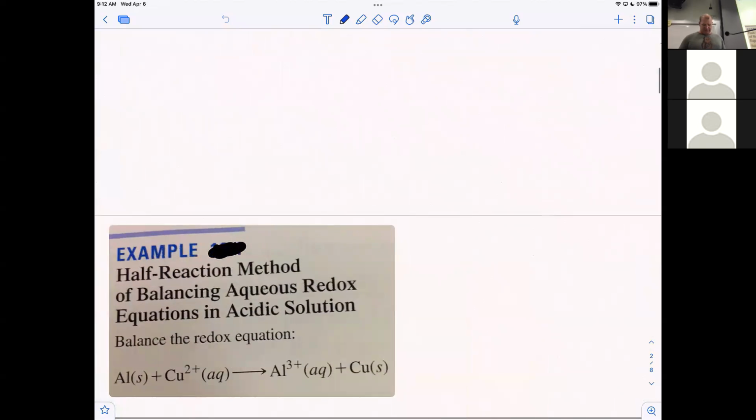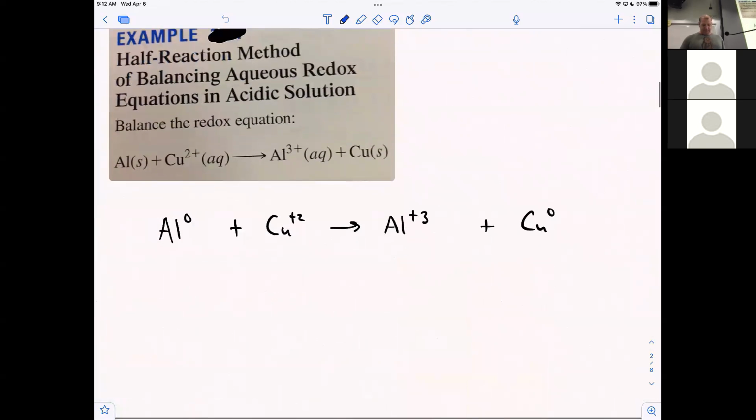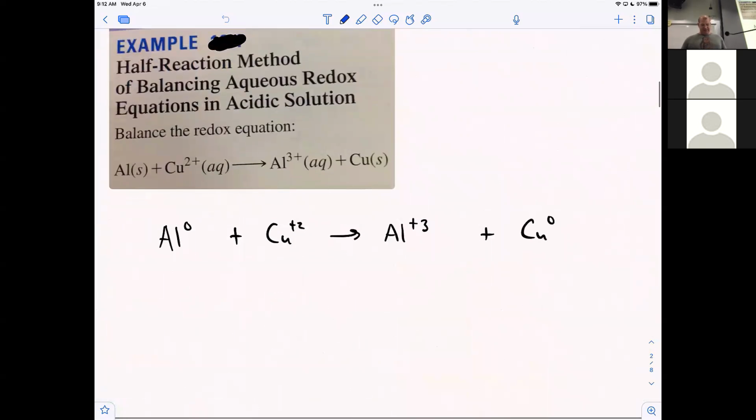So let's start with easy ones. Balance this redox equation. At first glance, you're like, hey, it's already balanced, right? There's one aluminum on one side and one aluminum on the right side. There's one copper on the left, one copper on the right. Hey, we're done, right? This should be easy. Not exactly, and the reason is because the electrons are flowing. So let me write the half reactions. For the half reactions, you look at each element and you solve it only for the electron.